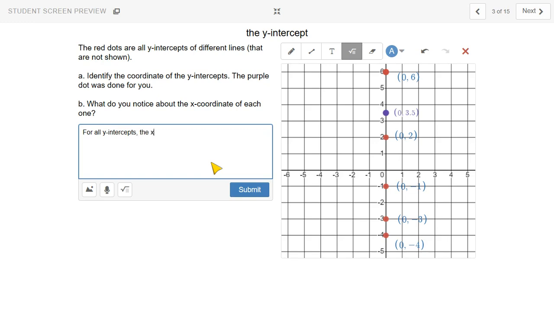So for all y-intercepts, the x-coordinate is 0. And because it's 0, we can just use one number to represent the y-intercept. We know that x is always 0 because the y-axis is at 0, x. So we can use just the y-coordinate to represent the y-intercept. And that's why we have b is equal to the number.